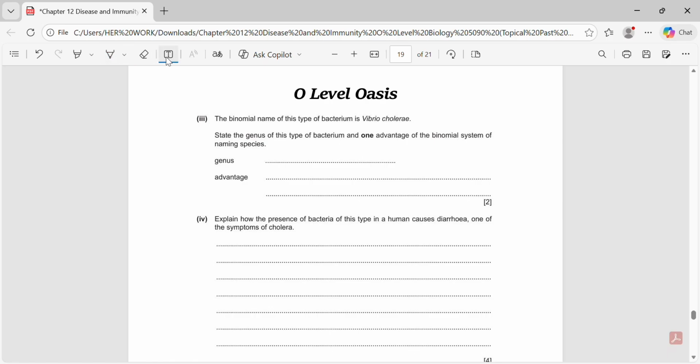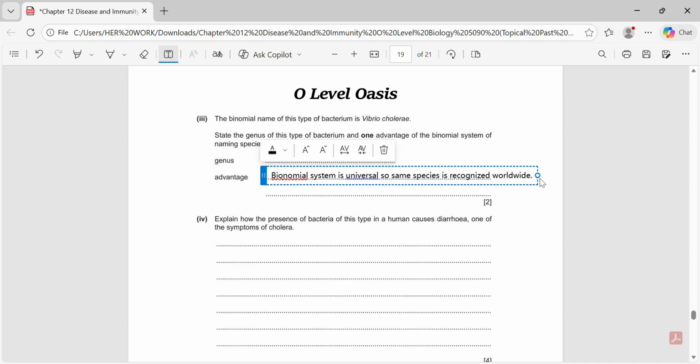Now, the next question tells us that the binomial name of this type of bacterium is Vibrio cholerae. It then asks us to state the genus of this bacterium and give one advantage of the binomial system of naming species. So here, the genus is Vibrio. One advantage of the binomial naming system is that it provides a universal and standardized way of naming organisms, which avoids confusion that can occur due to different common names used in different regions or languages.